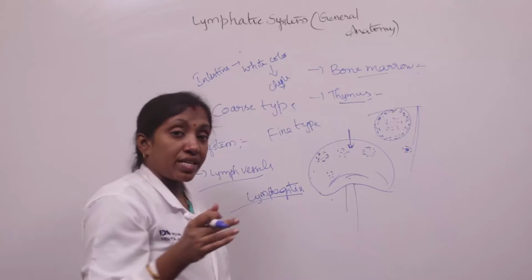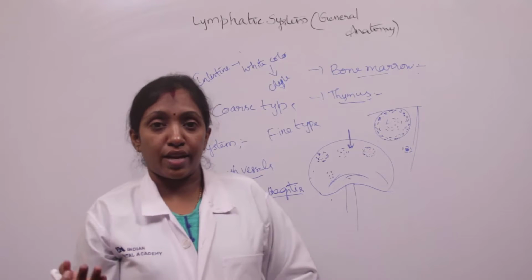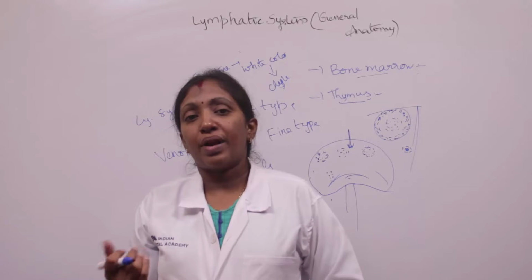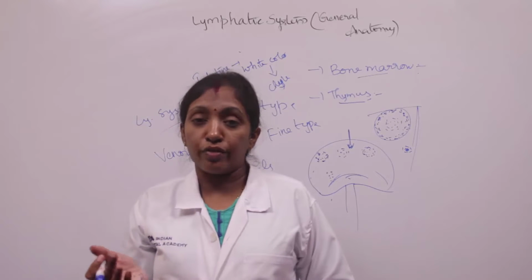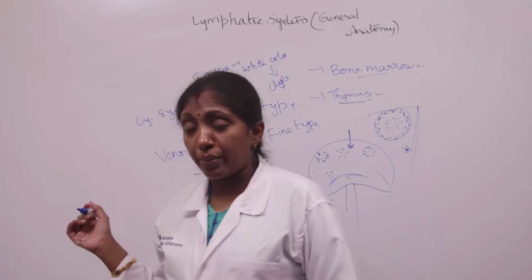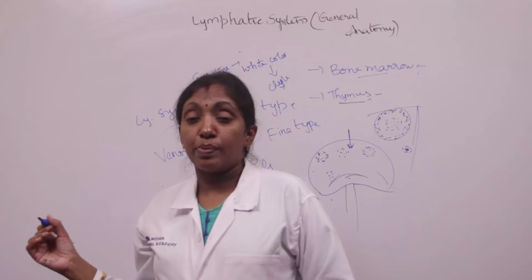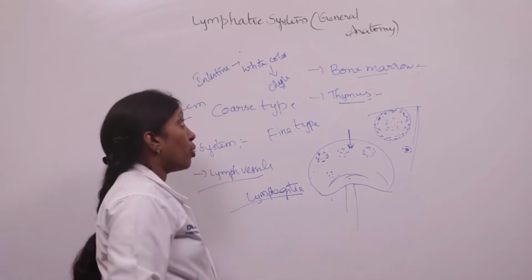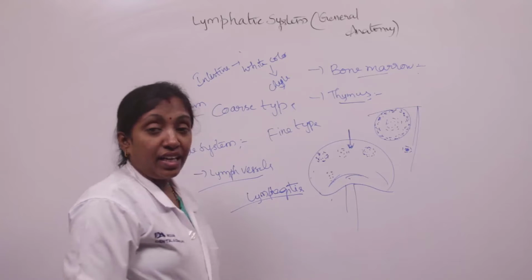So the lymphatic system is a drainage system of one-way type, and finally it drains into the venous system only. Some organs are devoid of lymphatics. Examples are the brain and also the spleen. The spleen is also devoid of lymphatics. Okay, so that's about the general anatomy of the lymphatic system.